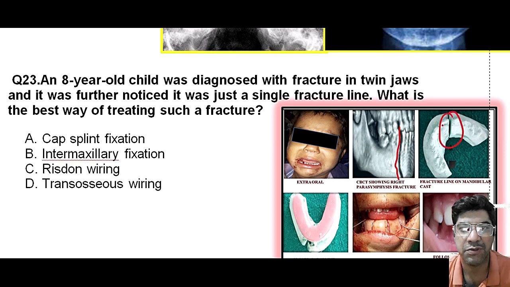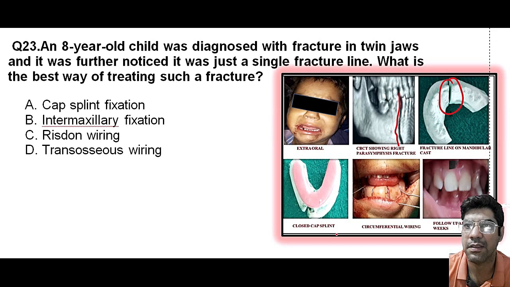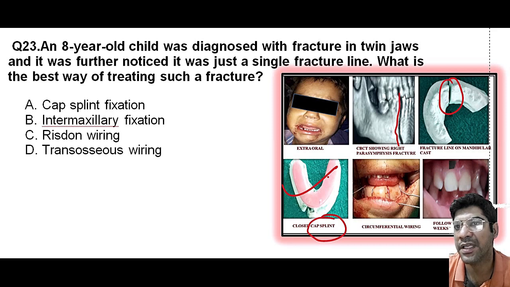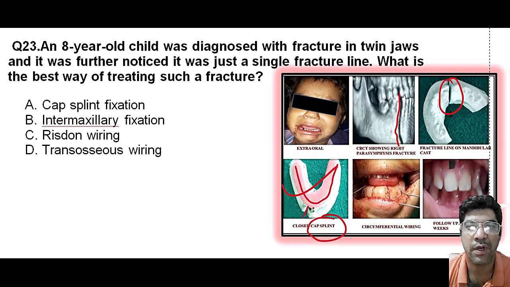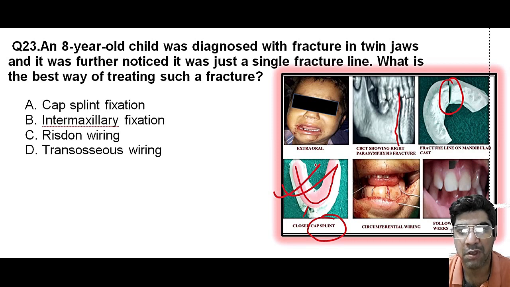An 8-year-old child was diagnosed with a fracture in both jaws, and it was further noticed it was a single fracture line. What is the best way of treating such a fracture? The answer is cap splint fixation. Cap splint fixation involves the use of an orthodontic appliance or cap splint to stabilize the fractured jaw. It is a common method of treating a single fracture line in both jaws, especially in pediatric patients. This will allow the jaw to align properly and promote healing of the fracture.